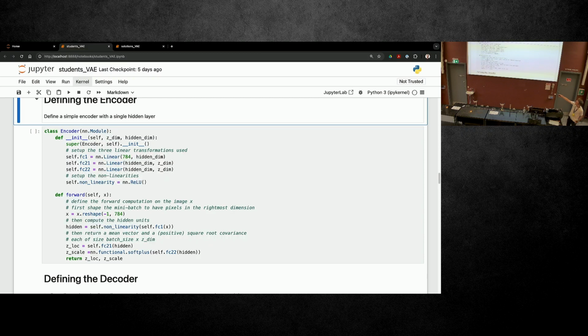We have a very simple architecture. We have a fully connected network that maps from 784 dimensions, our pixels, to a fixed hidden dimension, and then we pass it through a ReLU nonlinearity. Then we map this hidden representation through another neural network, providing us with a location and a scale that define the variational parameters for our latent distribution. And here we have a softplus to ensure that the scale is positive.